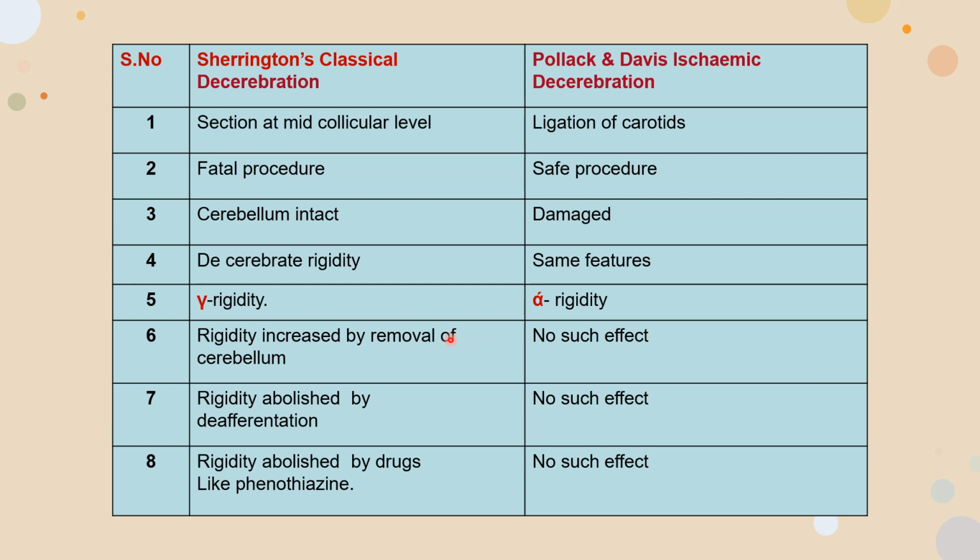In Sherrington's rigidity, the rigidity is increased by removal of the cerebellum, and there is no such effect in the ischemic type. The rigidity is abolished by deafferentation, and again no such effect here. And the rigidity is abolished by drugs like phenothiazine, but in ischemic decerebration there is no such effect.